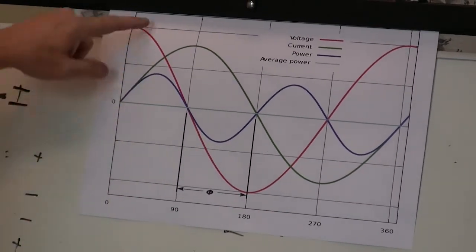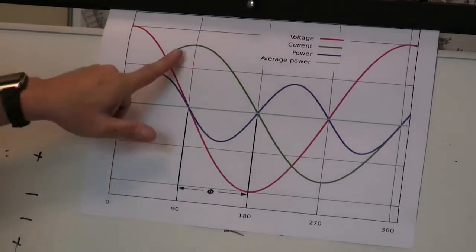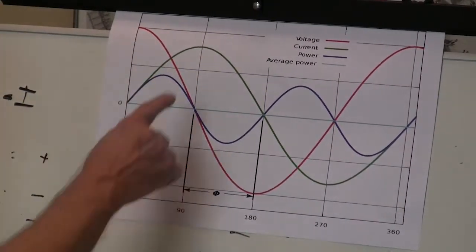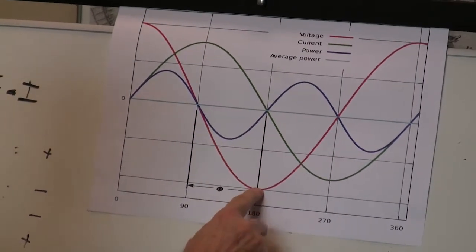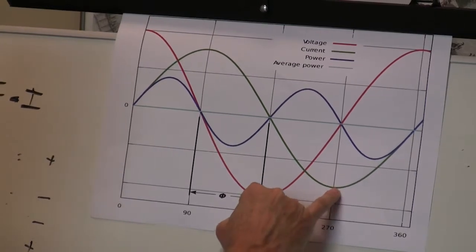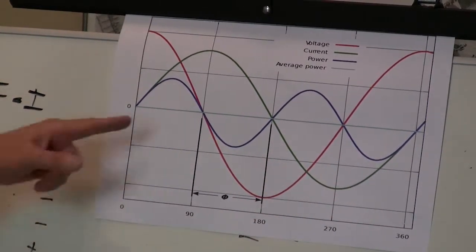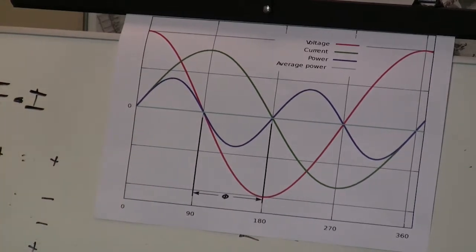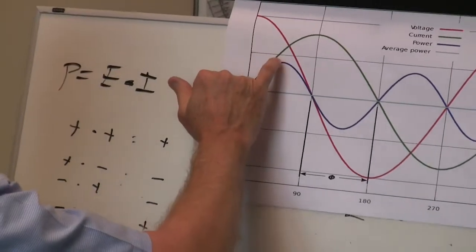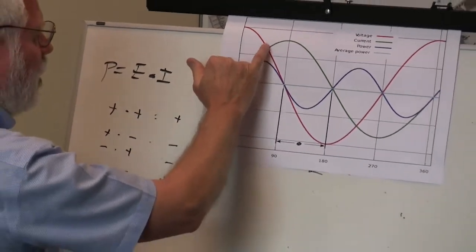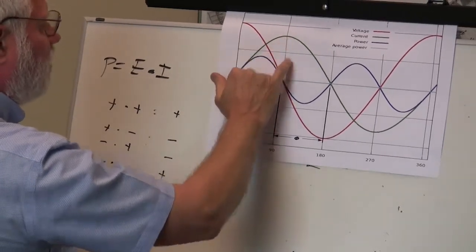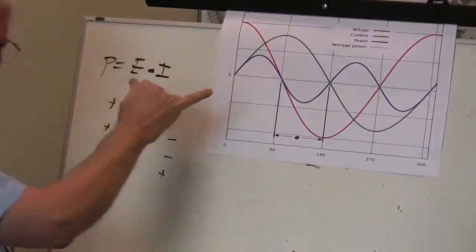Okay, once again, the voltage is red, the current is green. Voltage hits a minimum there, current hits it later, so current is lagging. That would be an inductor. Now we do the same calculation, P equals E times I. When they're both positive up here, we multiply this times this, and we come up with this. When we finally get down to 0 here on the voltage, 0 times whatever current is 0. The blue line is power.